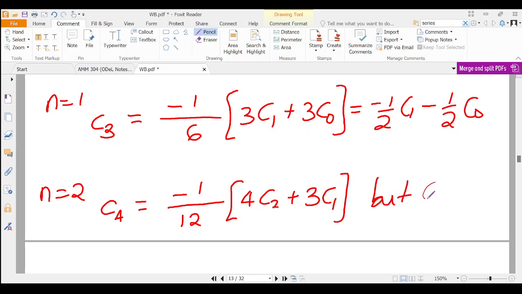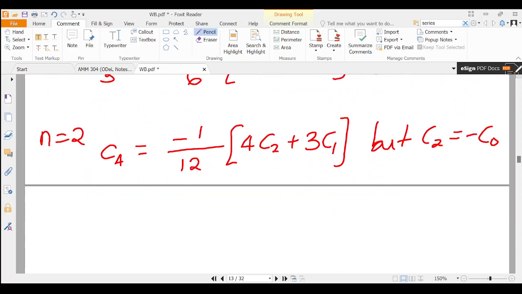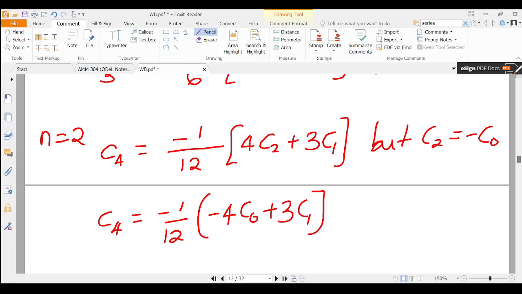but C2 is equal to negative C naught. We had seen that. So we can substitute and write C4 is equal to minus 1 over 12 into minus 4 C naught plus 3 C1. If you open the brackets, we get 1 over 3 C naught minus 1 over 4 C1. That is C4.